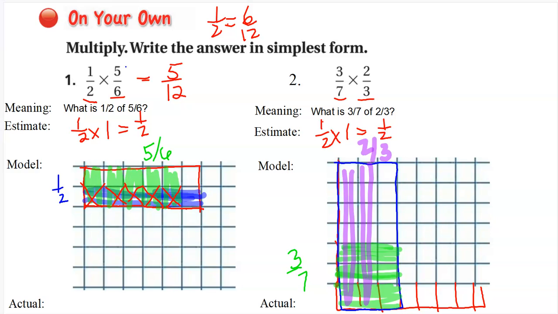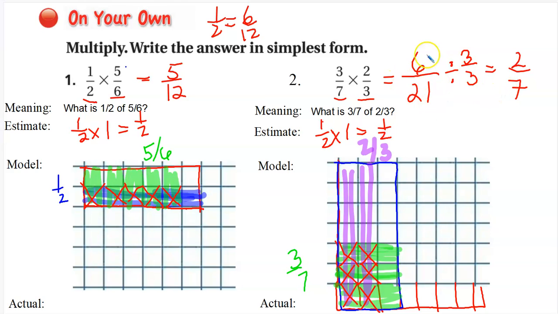Okay, so how many squares are highlighted with both colors? 1, 2, 3, 4, 5, 6. So when I multiply the fractions, I end up with 6 out of 21. Now technically, this fraction needs to be simplified, right? And remember, when you simplify fractions, you're looking to divide out by a common factor. So I end up with 2/7.